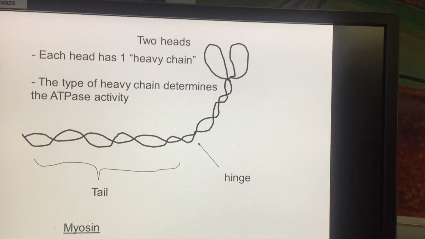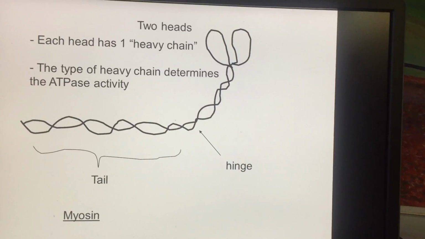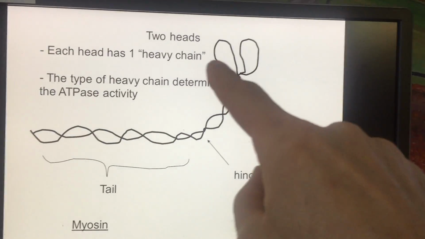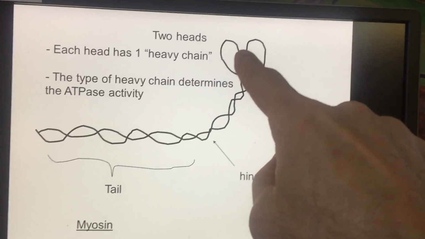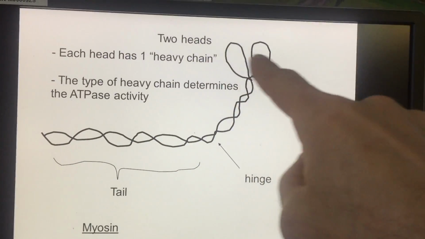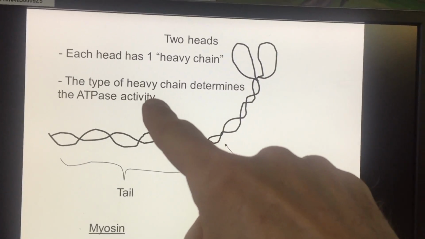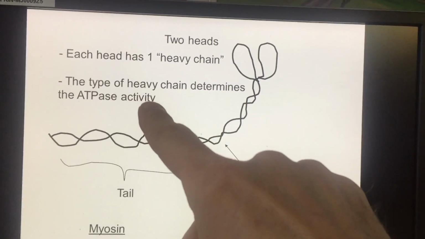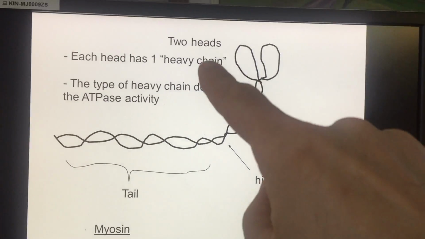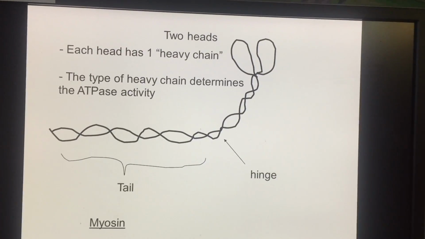So this is a bigger diagram of a more microscopic view of myosin. You can see that it has two heads, and each head has one heavy chain. It's those heavy chains, and the type of heavy chain, that determine your myosin ATPase activity, and that determines how fast you can break down ATP for muscle contraction. So it's the type of myosin heavy chain that you have up here that determines your speed of contraction.